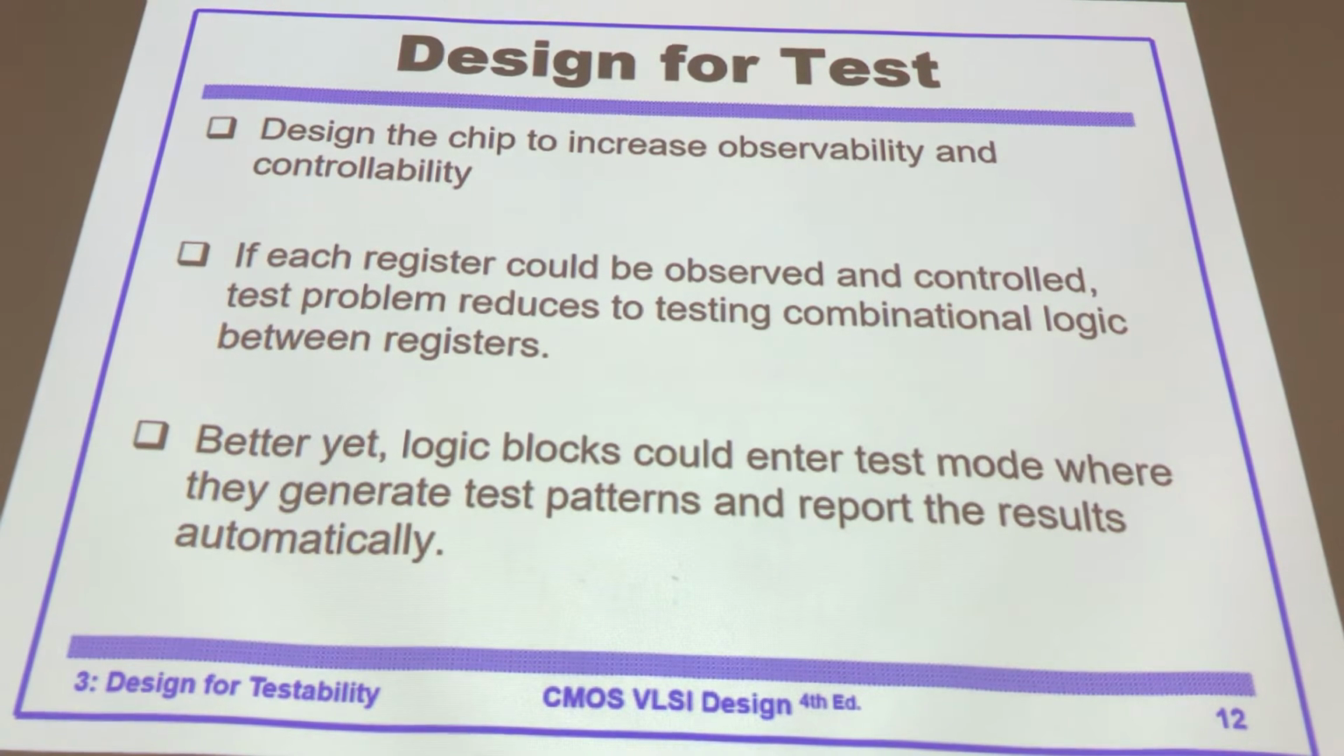Design for test. The definition of design for test is we design a chip to increase observability and controllability. Make it easier to test. Right? You might need some more circuits to help with that. If each register could be observed and controlled, the test problem reduces to testing conventional logic between registers. What does it mean?